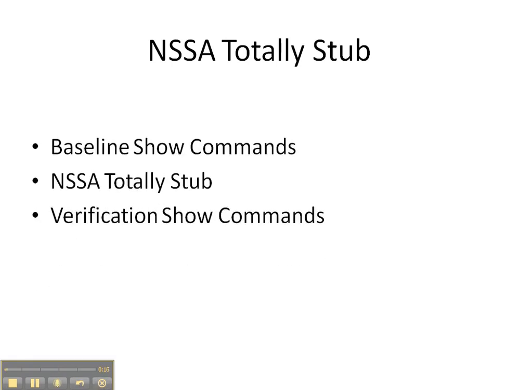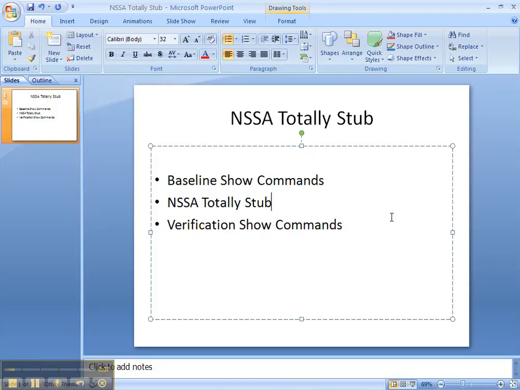So we're going to start off gathering some baseline show commands to make sure that our previous video cheat sheet configs turning OSPF area 2 into a not so stubby area are still there. Then we're going to change that OSPF area 2 into a not so stubby area, totally stub area, and then do some verification show commands to look at the ramifications of what we've done.